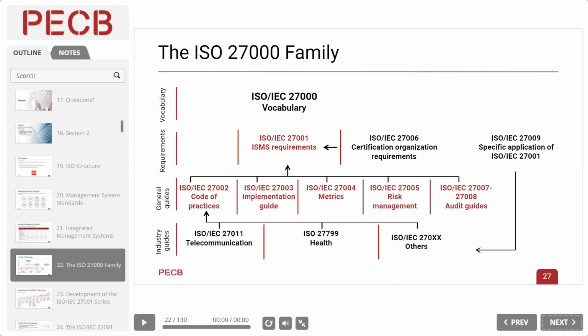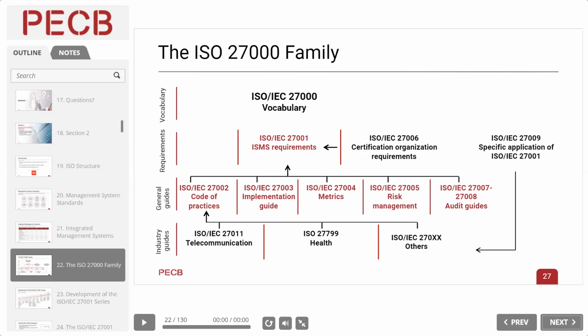Metrics is 27004. What are some of the things that you need to measure? Okay, then 27005 is risk management. Okay, and there's a training, so there's a lead risk manager certification under 27005, and that enables you to do the risk assessment, which we're going to touch on slightly. Okay, and then 27008 is the audit guide, how you go about auditing it.